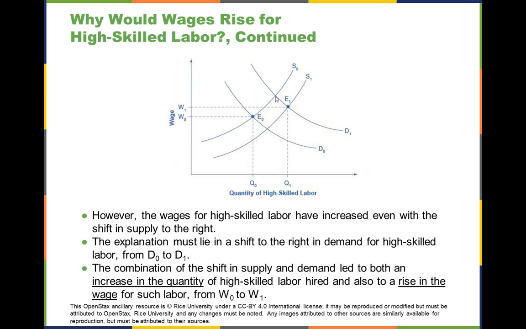And so the wages aren't as high as they could be, but they're still going to be higher than they were in the past. So the combination of the shift in supply and demand led to both an increase in the quantity of high-skilled labor, because the new quantity is here, and also a rise in the wage. So from here up to here.